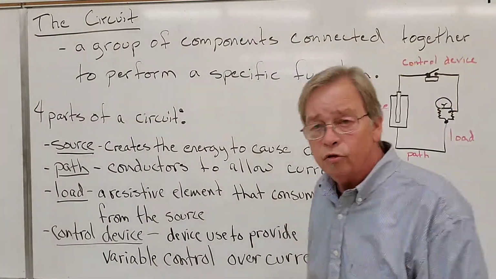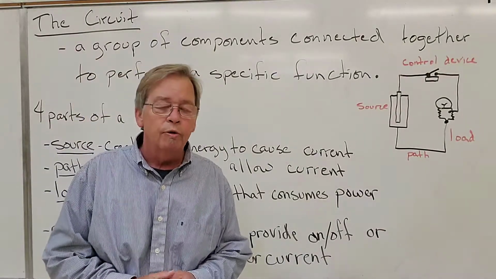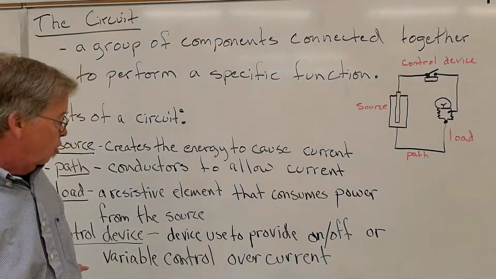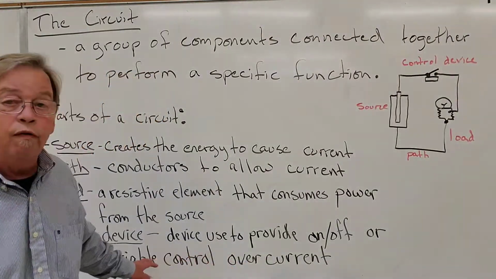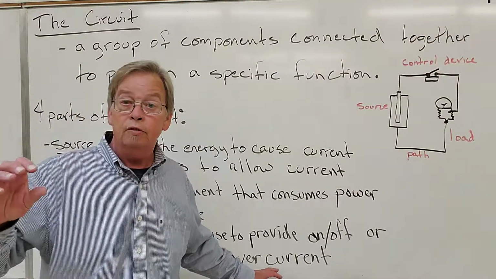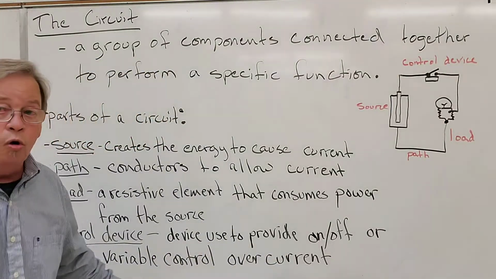And then the last one is the control device. There's not always a control device per se, but a lot of electronic components provide control over electron flow. Control devices are there to provide either on-off control, like we have for switches that turn lights on and off, or variable control if we want to control the dimness or brightness of a light. So we have control devices that provide either on-off or variable control over the current flow.